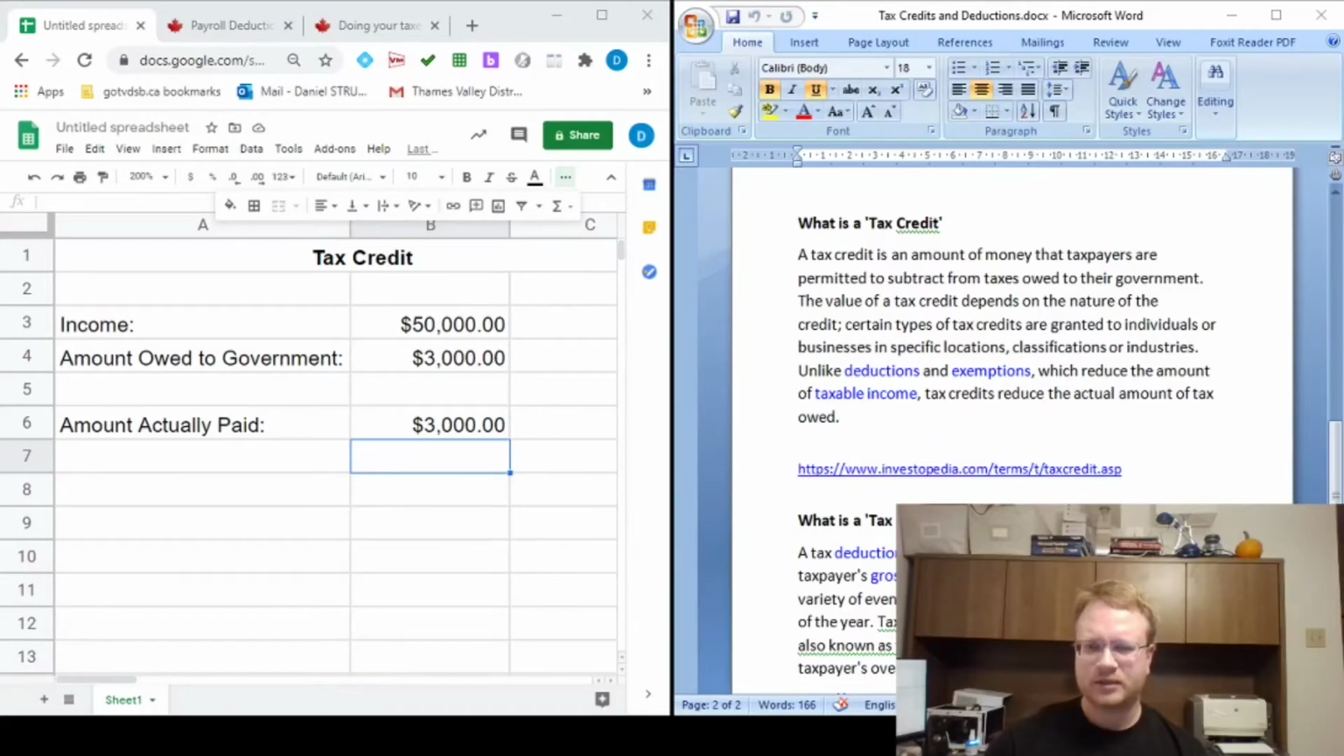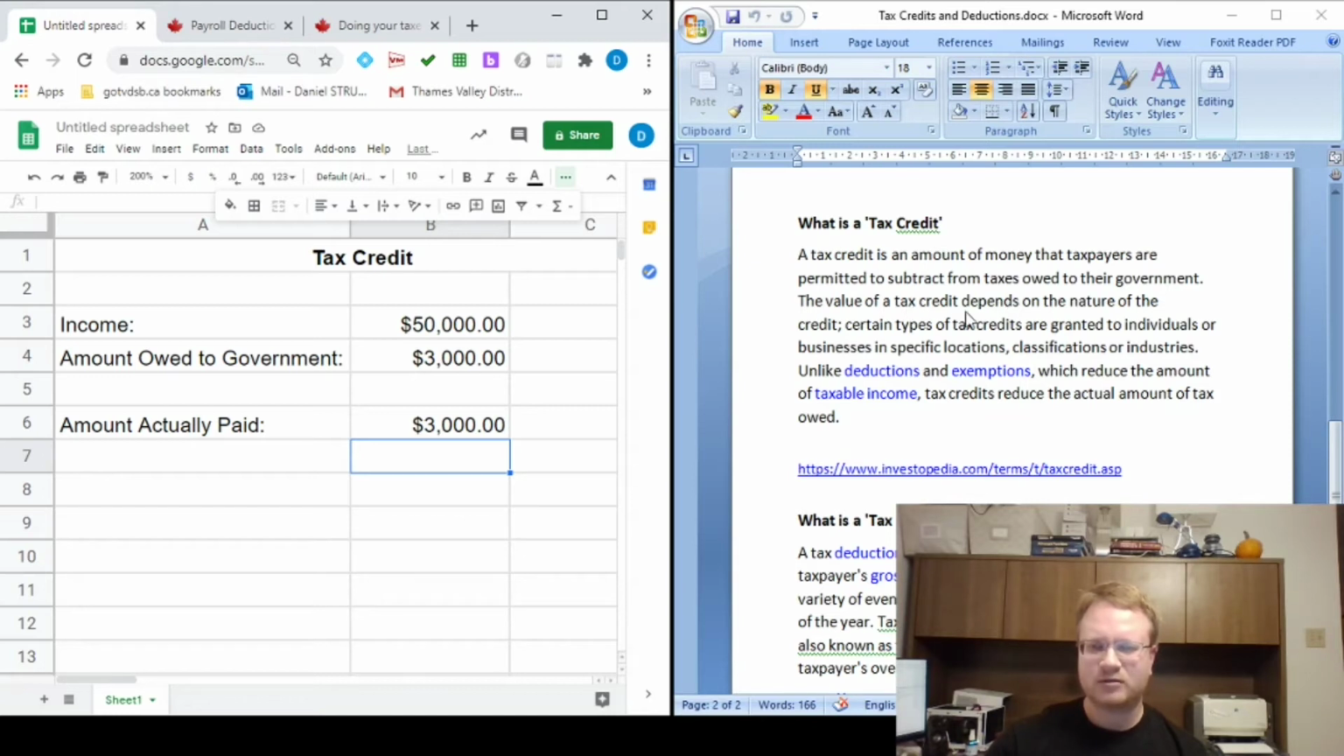The next topic I'd like to talk about is what is meant by the terms tax credit and tax deduction, and what is the difference. So let's take a look at the definition of tax credit, and then I'll try to illustrate that with an example here in Google Sheets. So a tax credit is an amount of money that taxpayers are permitted to subtract from taxes owed to their government.